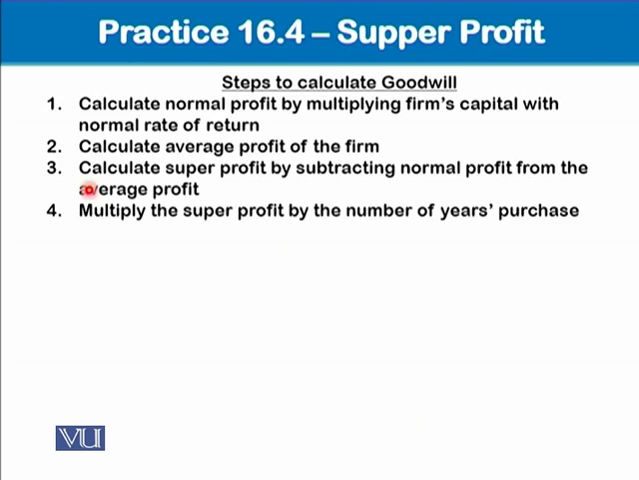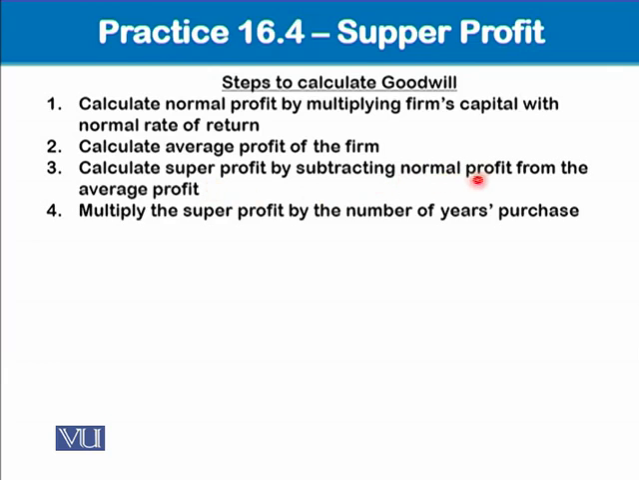And calculate super profit by subtracting normal profit from the average profit. Okay. Now super profit. What is super profit? Which is we get by subtracting normal profit from the average profit. All right. So average profit is in fact the profit earned by the entity over the years. It is the entity's earned profit.